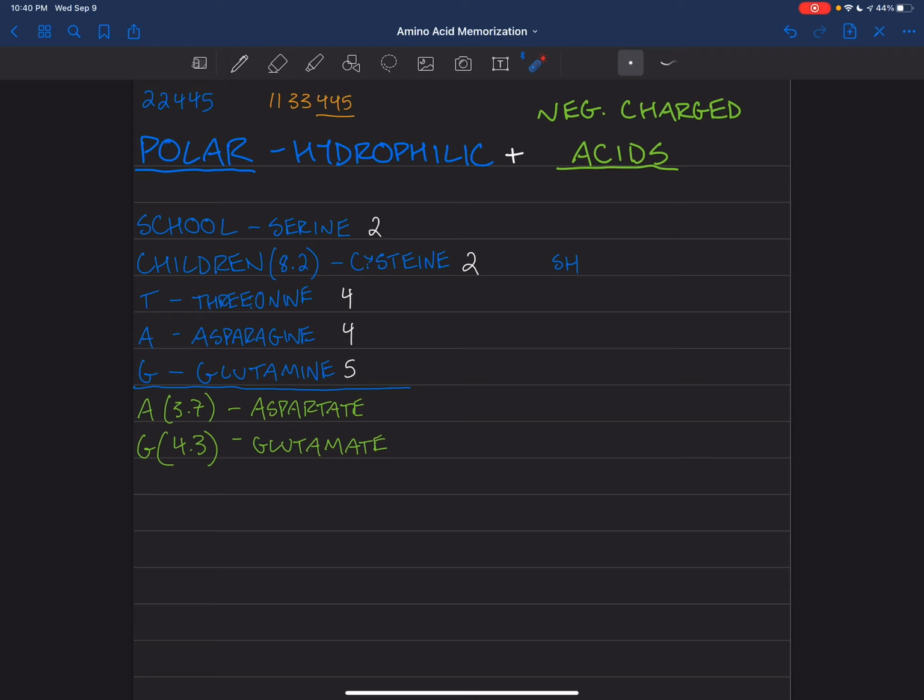Okay, so what do we need to know about these? So remember, polarity, if we think about electronegativity again, we are introducing a hydroxyl group to this. If you look at electronegative oxygen with a 3.5 and a hydrogen, which is 2.1, that 1.4 difference is plenty to make a very polar bond, right? So that's why these are going to be polar hydrophilic, okay? All right, so what else do we need to know here?